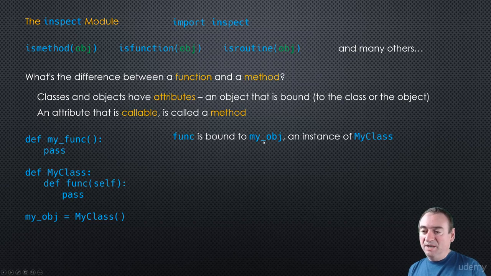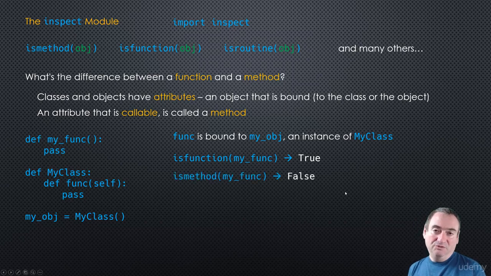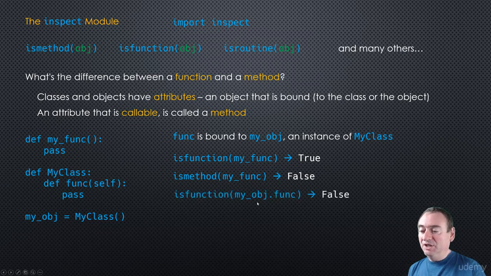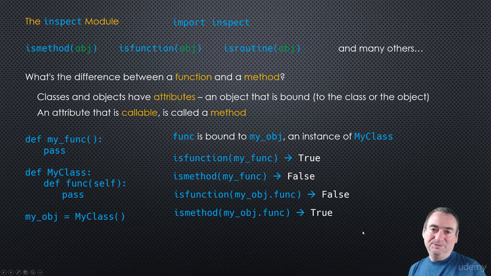So func is bound to my object, an instance of my class. If we use isfunction from the inspect module, we can call isfunction of my func, and it's going to return true because it is a function. On the other hand, if we call ismethod, that's going to return false because it is not a method. If we call isfunction on my object.func, we'll get false because it's not a function, it's a method. If we call ismethod, we get true.